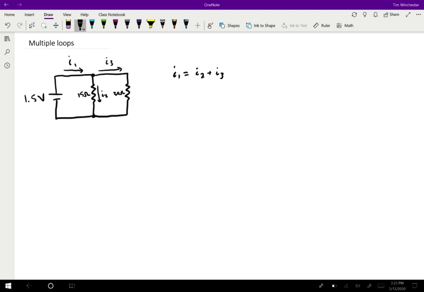Okay, so we used the junction rule. Now we need to use the loop rule. And the question then is, what loop do we use? There is more than one loop in this circuit. And the answer is you can actually use any loop you want. So let's say I pick the left loop, which looks like this.